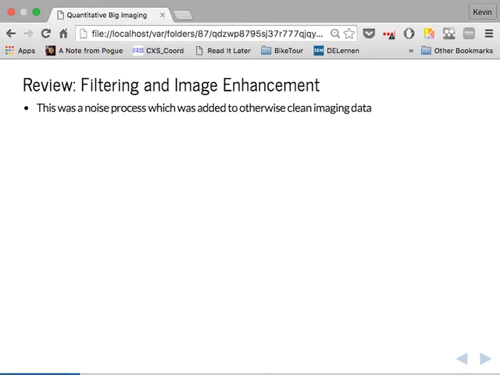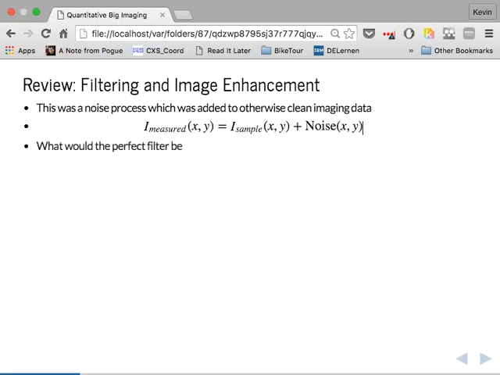So to go over the filtering and enhancement very quickly. With this, we had this idea that there's a noise process added to an otherwise clean imaging data set. So we have our measured data, which is the sample plus some noise, and we don't really know what this noise is. We understand a little bit about where it can possibly come from, as we covered last time. The perfect filter would be something we can apply to our measurement, and we would get out the sample.